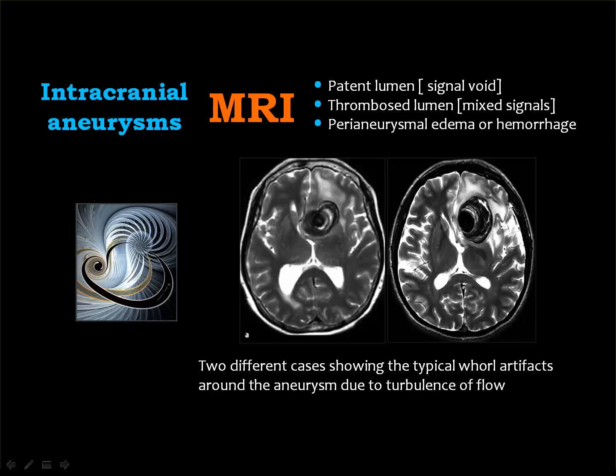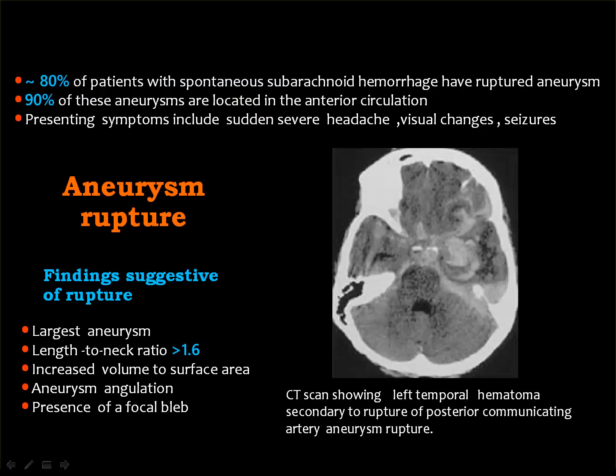Perianeurysmal edema is seen, and sometimes you get perianeurysmal hemorrhage if the aneurysm is leaking, like this one. There is an aneurysm here, and you can see the leak of contrast material and of blood in the perianeurysmal area, as well as in the subarachnoid space.